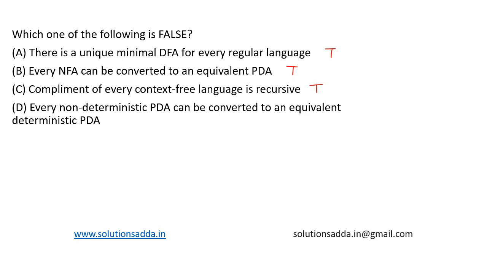Every non-deterministic PDA can be converted to an equivalent deterministic PDA. The power of deterministic PDA is not the same as the power of non-deterministic PDA. Deterministic PDA cannot handle languages or grammars with ambiguity. But non-deterministic PDA can handle languages with ambiguity and any context-free grammar. So every non-deterministic PDA cannot be converted to an equivalent deterministic PDA. So this statement is false. So based on the options, option D is the correct answer.